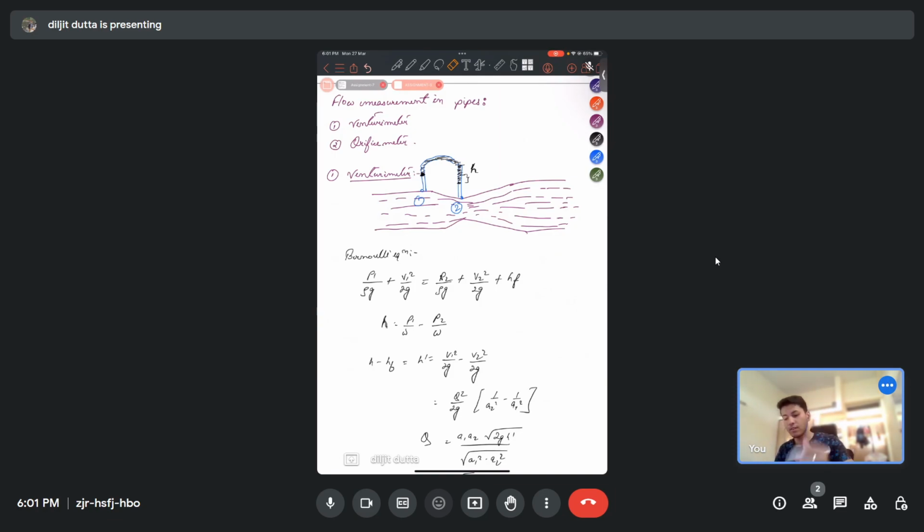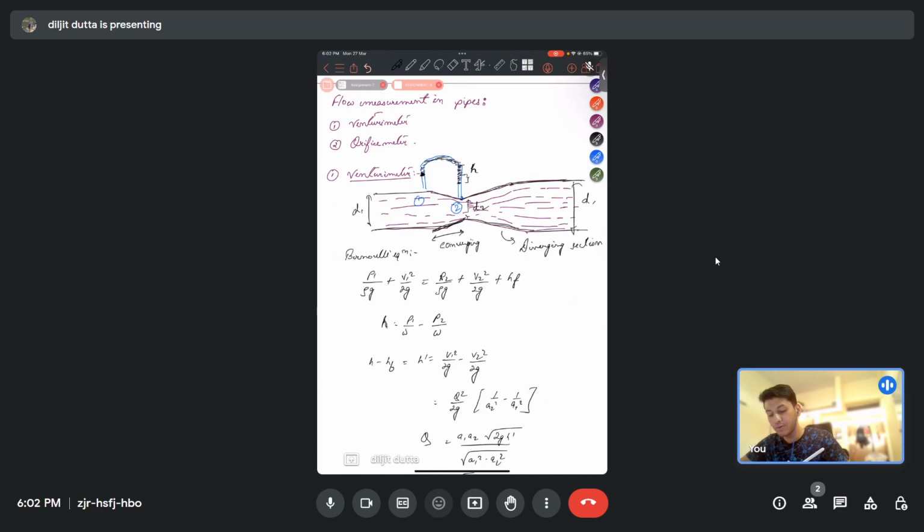In a venturimeter, what happens? Initially, this is the pipe. If you take this as a pipe cross section, it may be inclined also, but I'm just drawing it horizontal for schematic purposes. The pipe is constricted at one section. This is called the converging section, and then it diverges, so there is a diverging section. Finally, this is again the same diameter, D1. So there is a converging section and a diverging section.